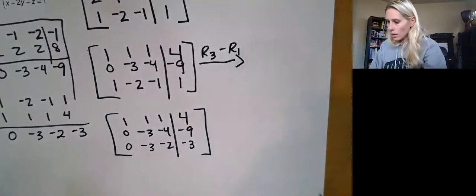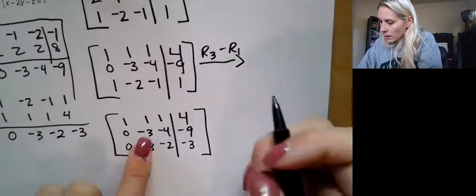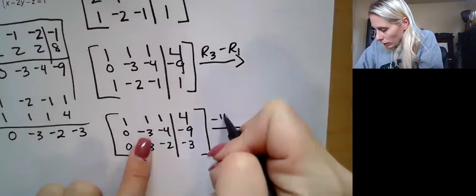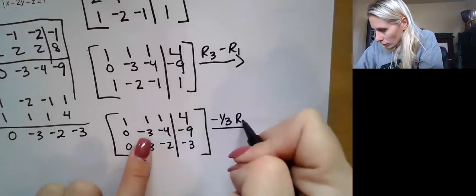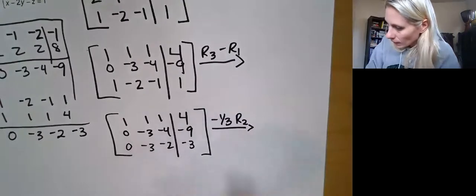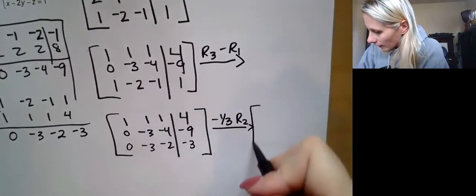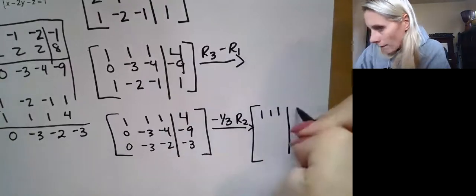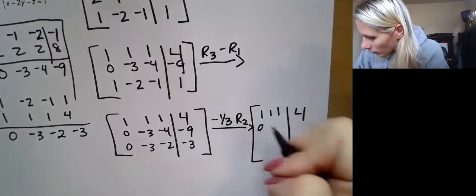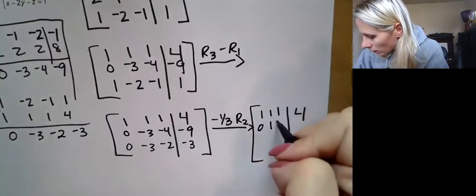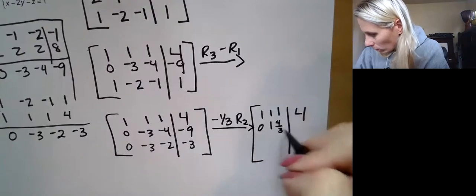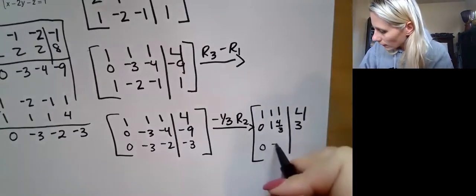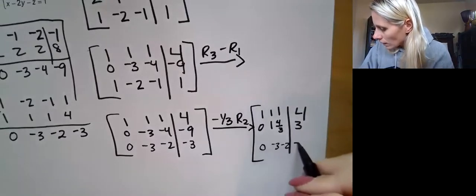Okay, now let's divide row 2, or multiply, right? So by -1/3, row 2. Okay. I'm going to see if I can stick it here to give me more space. Okay, guys? 1, 1, 1, 4, 0, 1, 4/3, 3. Ooh, that looks terrible. Then we have 0, -3, -2, -3.